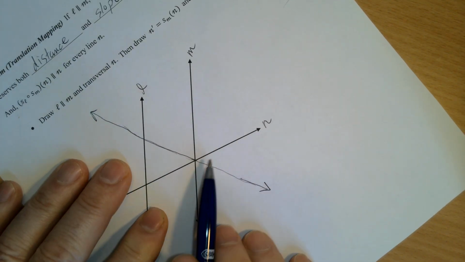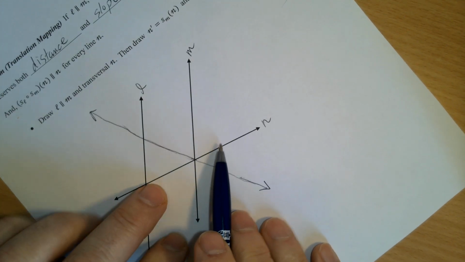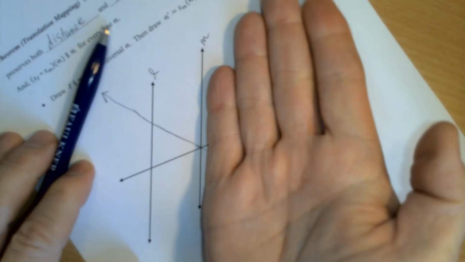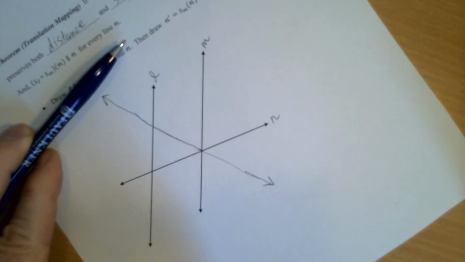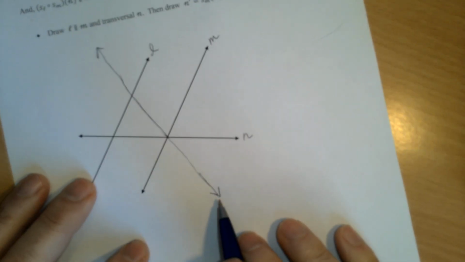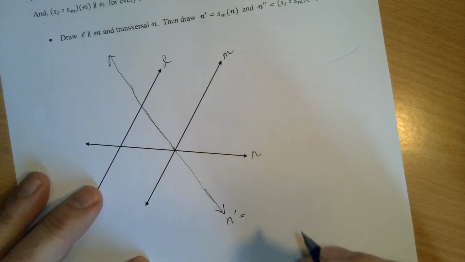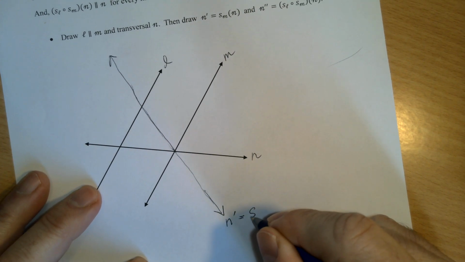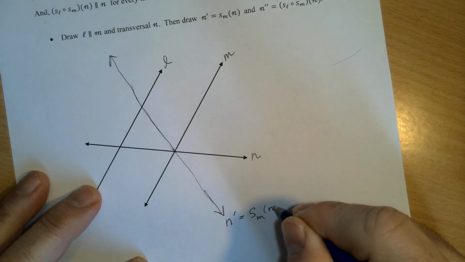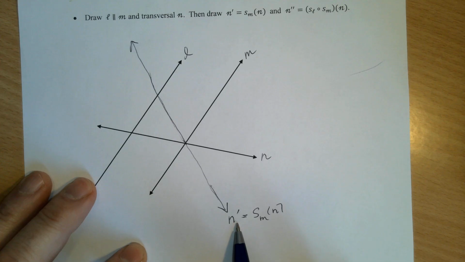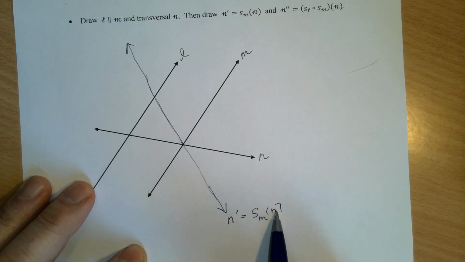Can you see how the mirror image, you just flip it around? If you flip it around this line, so you're just going from here, flipping it over there. So that's pretty good. That would be N prime, which happens to be S sub M of the original line N. N prime is the original line N after it's reflected around line M.